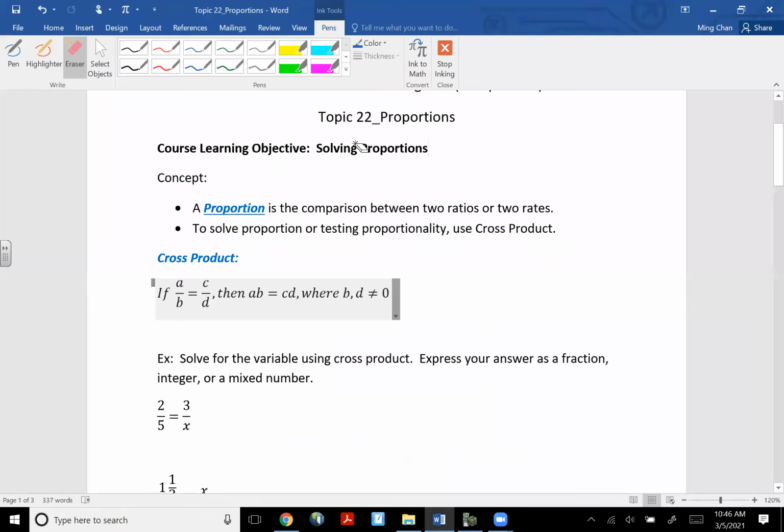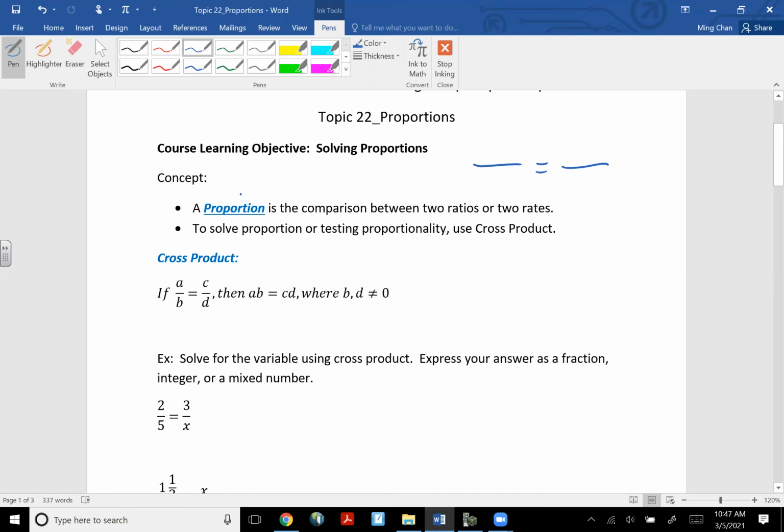So in this video, let's take a look at proportions. So what is a proportion? A proportion is a comparison between two ratios or two different rates. So here, if I have two ratios equal to each other, or two rates equal to each other, it is considered a proportion problem.